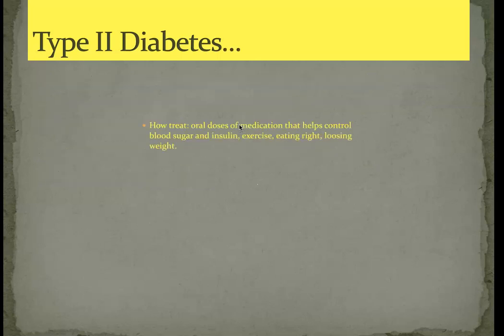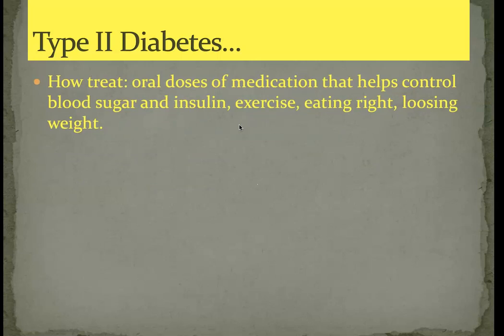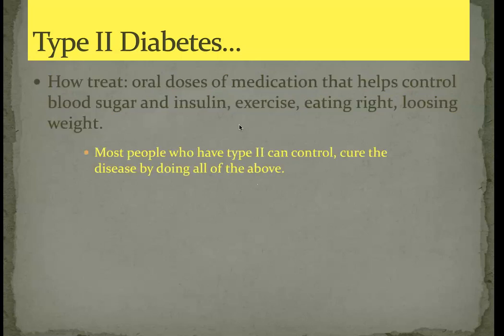They don't know it. Some can control it with oral doses of medication. Some, by losing weight and eating better and exercising, can actually kind of reverse it. So they're not a diabetic, but they can use oral doses of medication. They can take medications that help them use their sugar better, that help them use their insulin better. They can start exercising, eating right, losing weight. All of those things can help control type 2 diabetes.